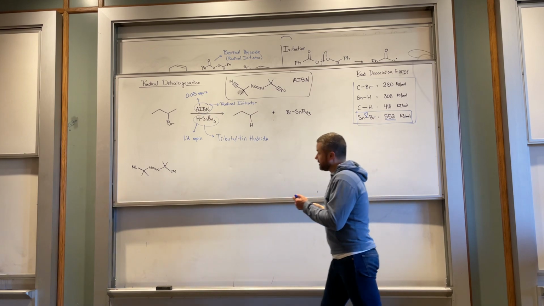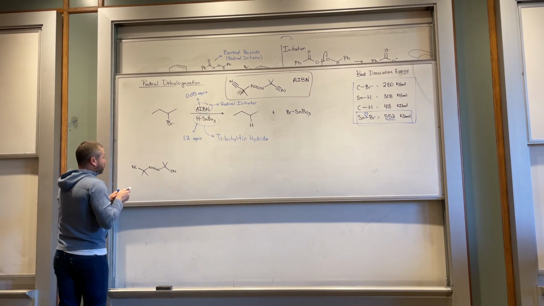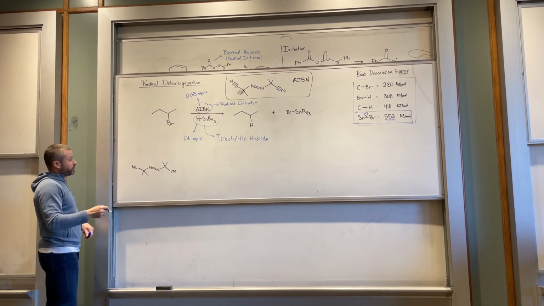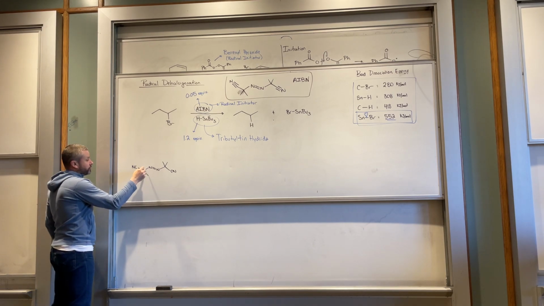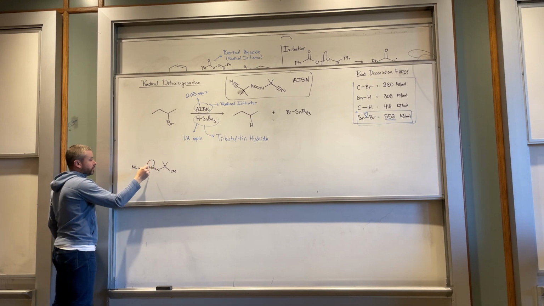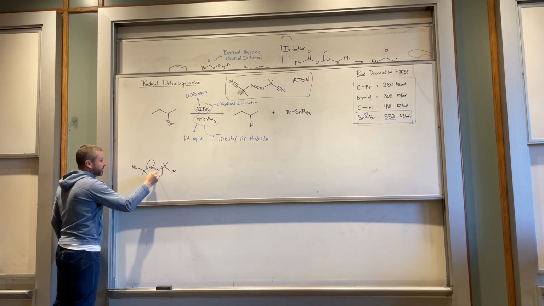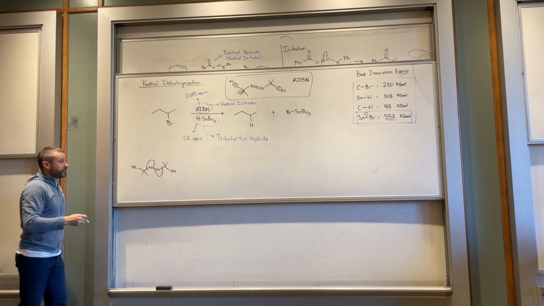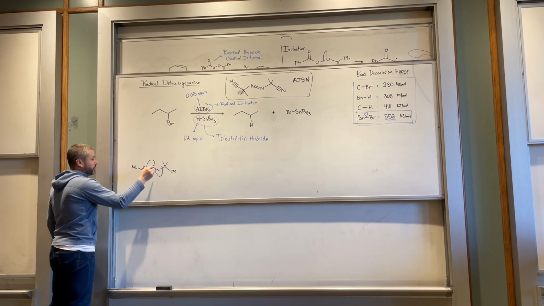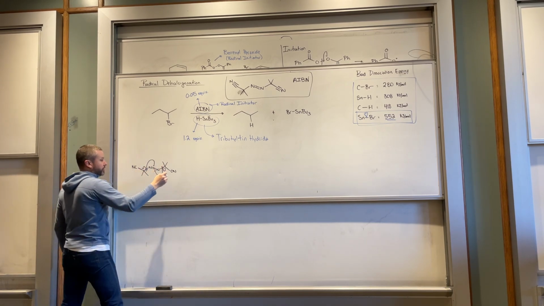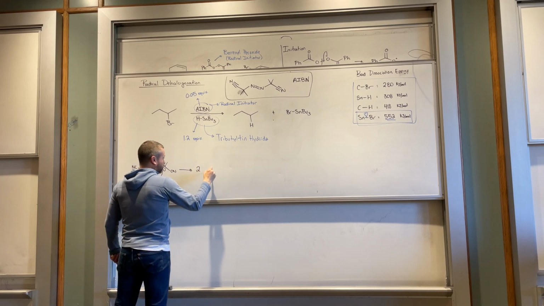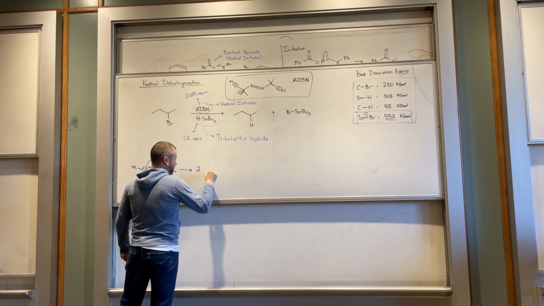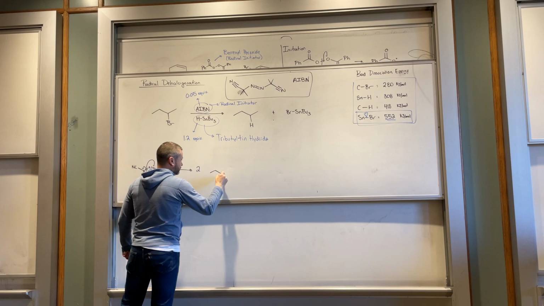All right, so let's look at the mechanism really quickly. AIBN is going to degrade into two radicals and molecular nitrogen. Each of these carbon-nitrogen bonds is going to break, giving one electron to the nitrogen-nitrogen bond to make the molecular nitrogen, and then the other electron goes to carbon to make two of these nitrile-stabilized carbon radicals.